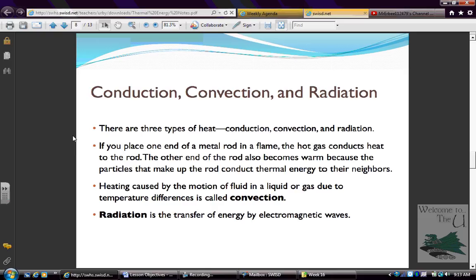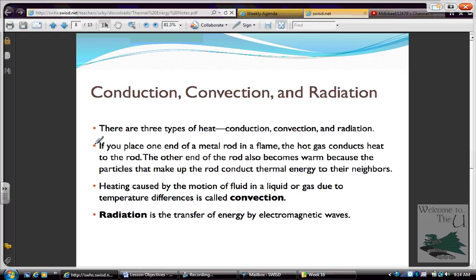Examples of those: if you were to place one end of a metal rod in a flame, the hot gas conducts heat to the rod. The other end of the rod also becomes warm because the particles that make up the rod conduct that heat energy to their neighbors. So this is an example of conduction. And I know it doesn't say it, but this one right here is an example of conduction.